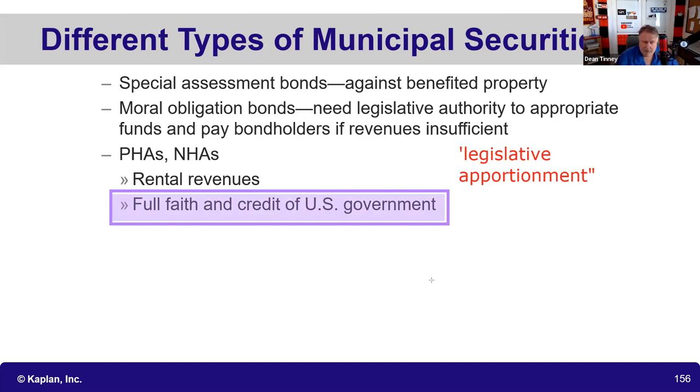If you get this question, I would expect: all the following have the full faith and credit of the United States government except. And you have Ginnie Maes, yep. PHAs, yep. Direct obligations of the U.S. Treasury, yeah, and then D will be something that doesn't, like Sallie Mae or Fannie Mae or something like that.